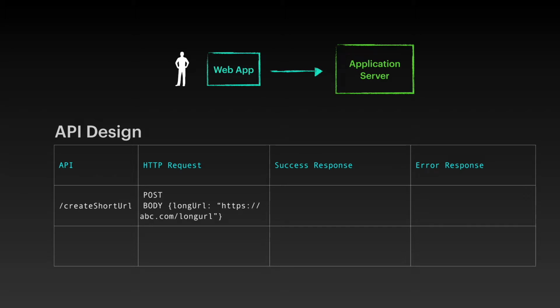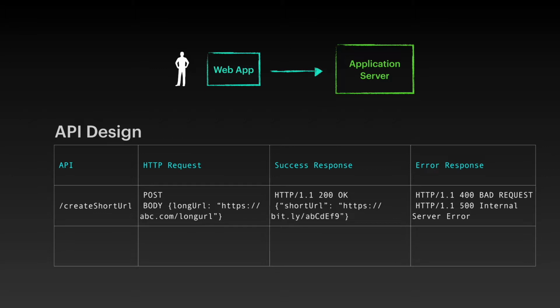It's a POST request with user provided long URL in the request body. In case of success, we should return 200 status code with shortened URL in the response body. In case of error, we should return 400 if it's a bad request. For example, the client didn't provide the long URL in the request body, or the long URL provided in the request body exceeds a certain length. In case of unexpected error, we should return 500, the internal server error.